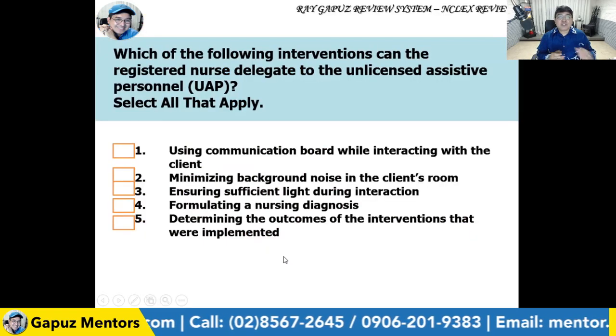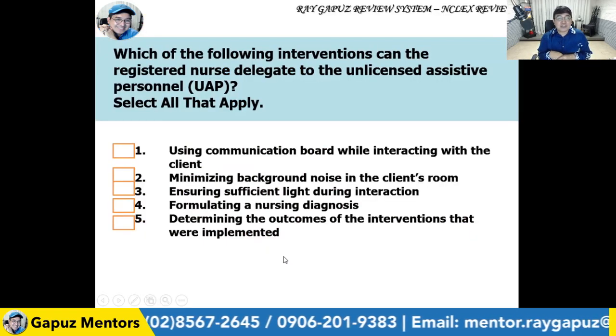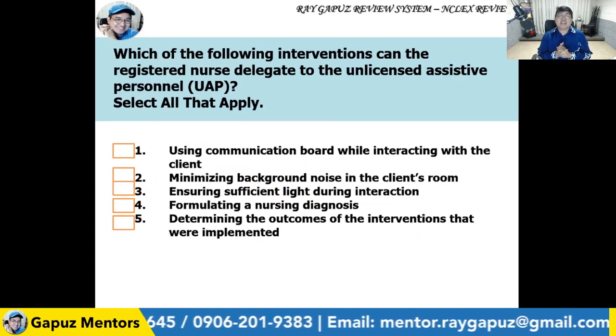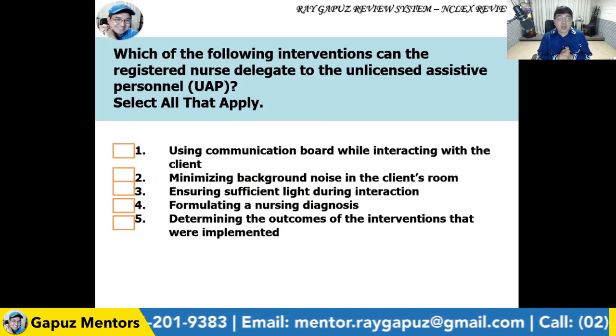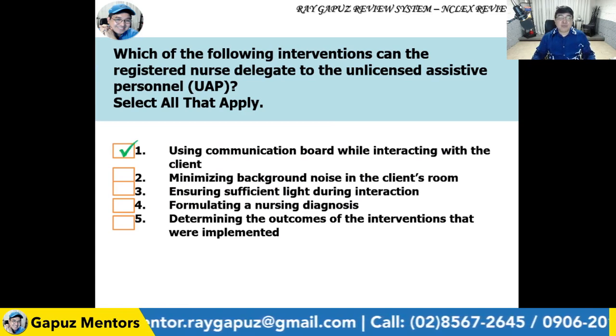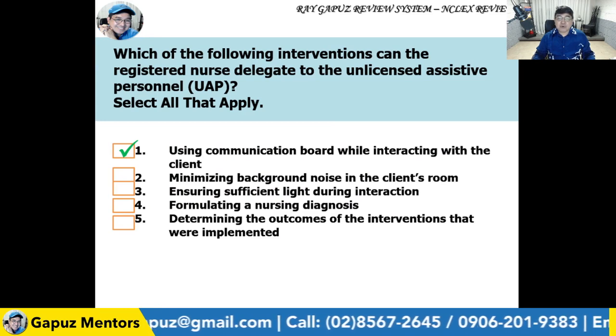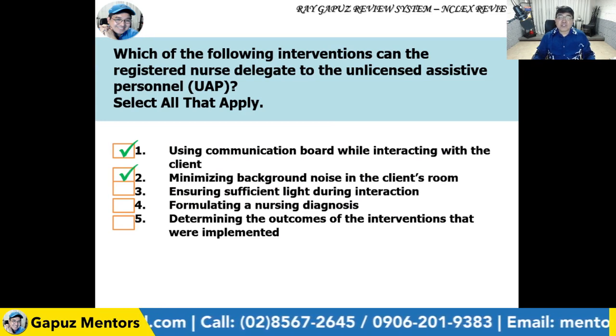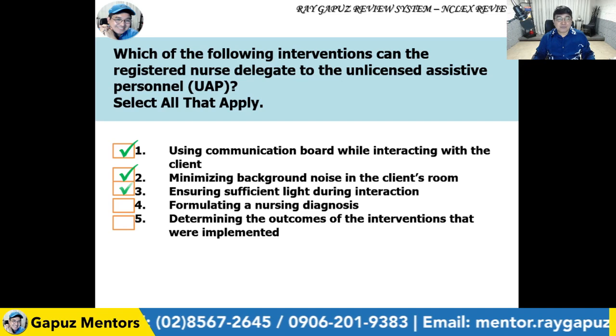Okay, so which of the following interventions can the registered nurse delegate to the unlicensed assisted personnel? Select all that apply. Using a communication board while interacting with the client, we put a check. Minimizing background noise in the client's room, we put a check. Ensuring sufficient light during interaction, put a check.